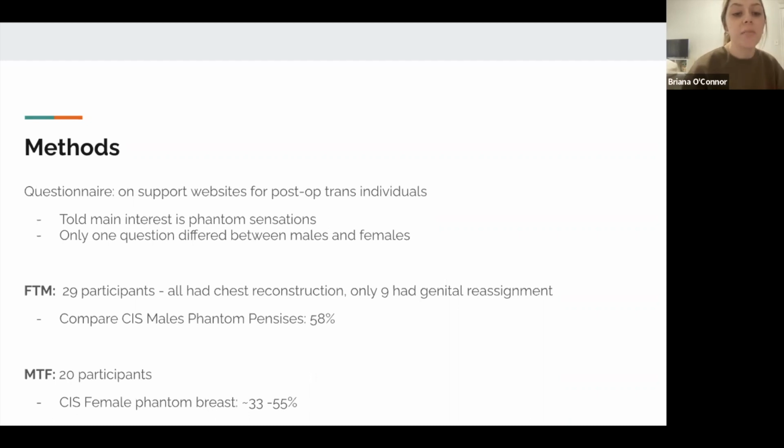And an important number they used to compare the results to was the percentage of cis men that have had phantom penises post phallectomy, which is just a penis removal surgery, and that's 58%. And there were also 20 male-to-female participants, and they were compared to cis females who experienced phantom breast post mastectomy, which is between 33 to 53%.